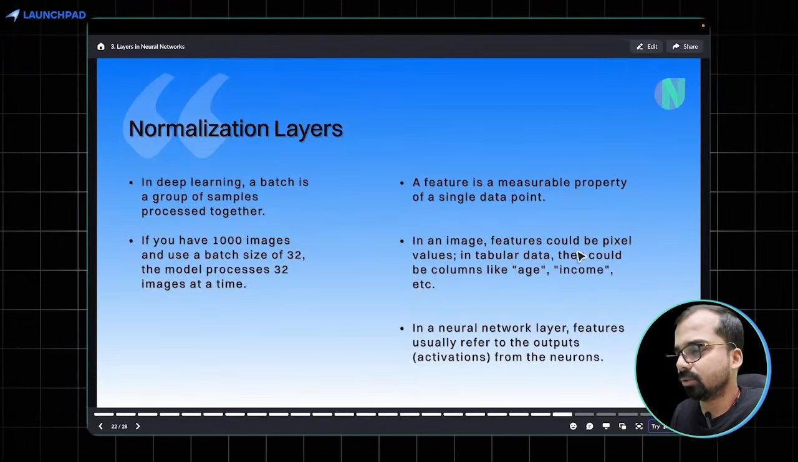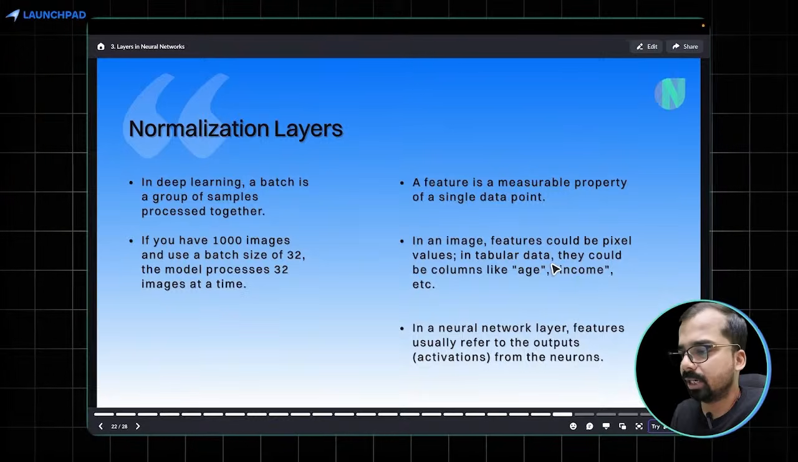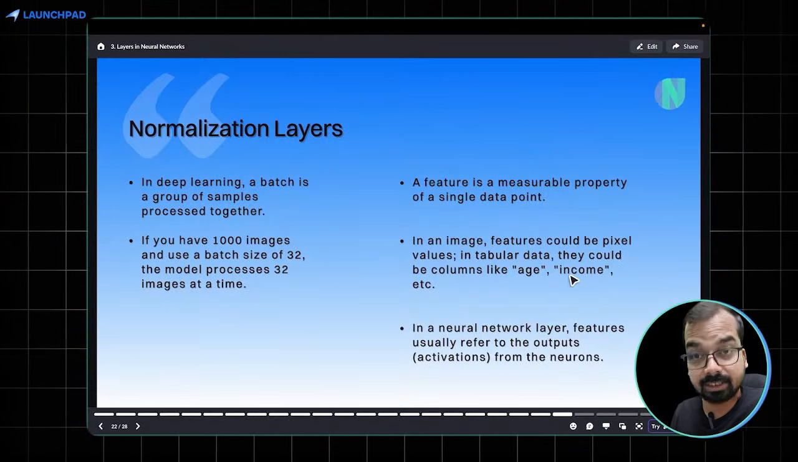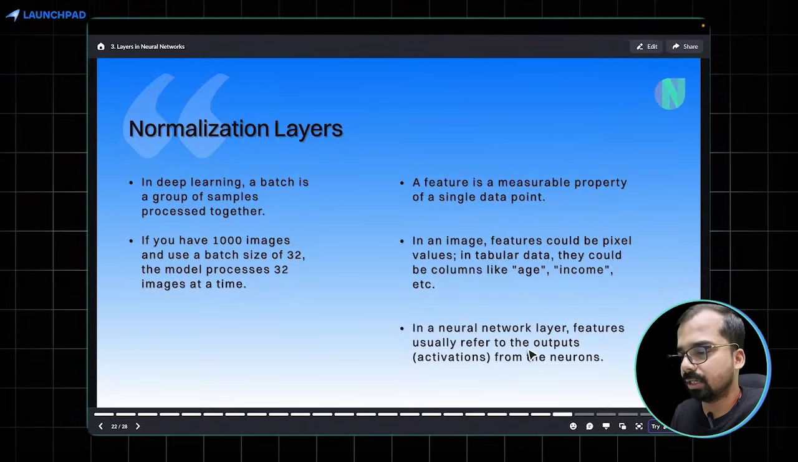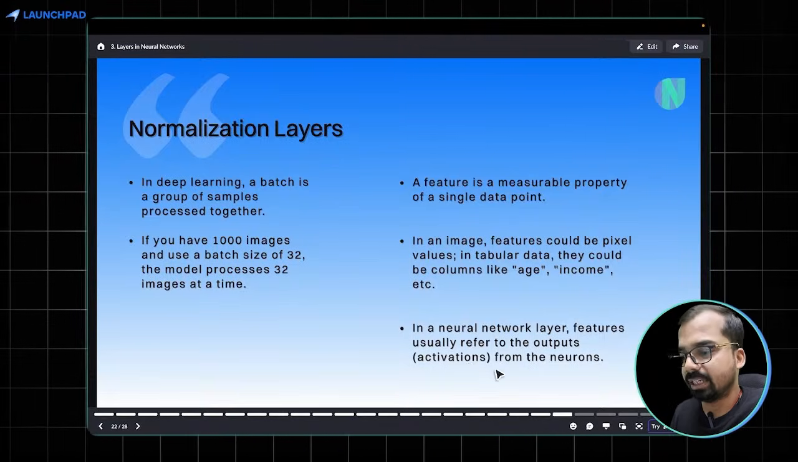In an image, features could be pixel values. In tabular data, they could be columns like age, income, etc. In a neural network layer, features usually refer to the outputs, the activations from the neurons.